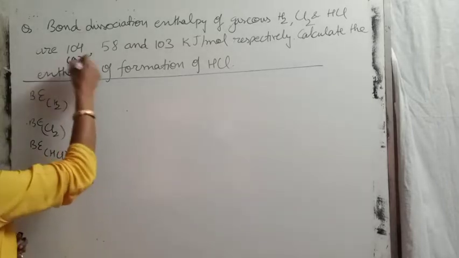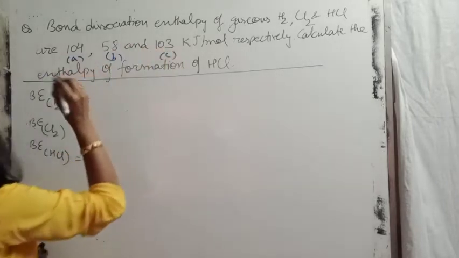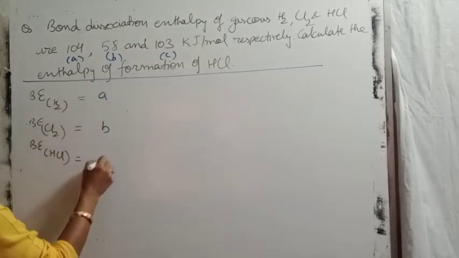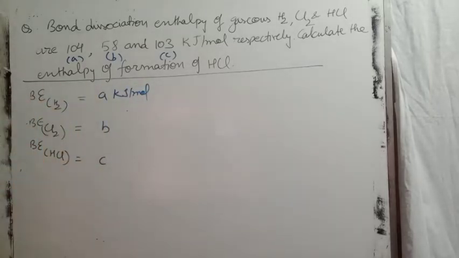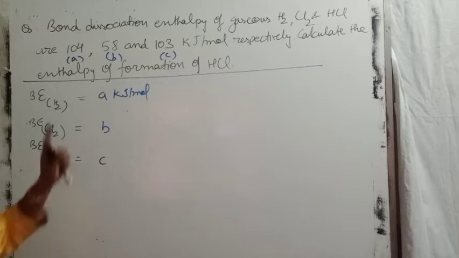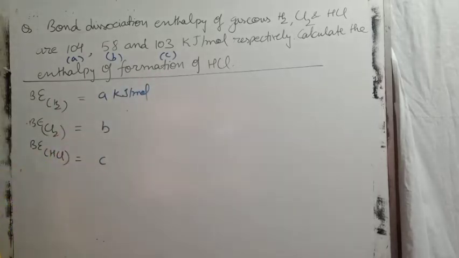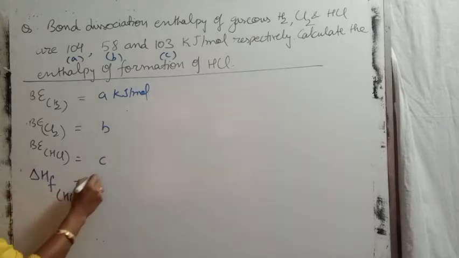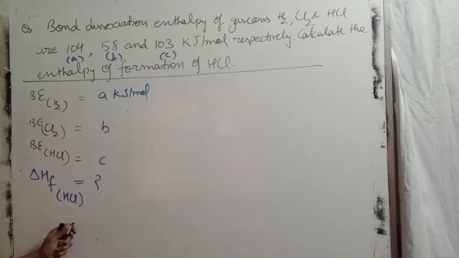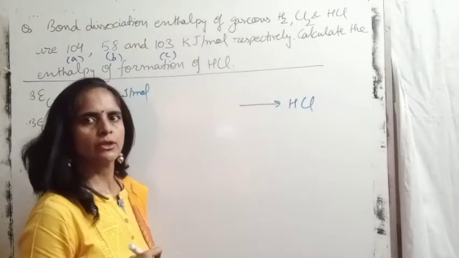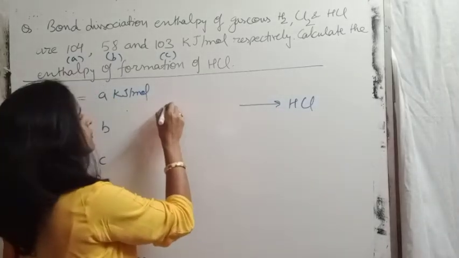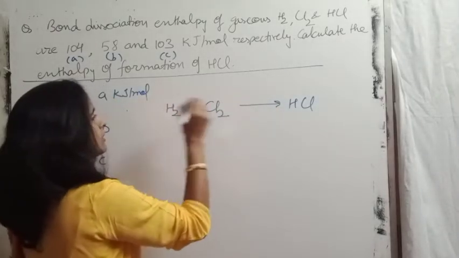Similarly, I am taking them as A, B and C. So this is A, this is B and this is C, all in kilojoule per mole. So these three enthalpies are given to me. Now I am supposed to calculate the enthalpy of formation of HCl. So first write the chemical equation for the formation of HCl. Each substance is formed from its constituents only. The constituents of HCl are hydrogen and chlorine, so obviously it is formed by reacting hydrogen and chlorine.